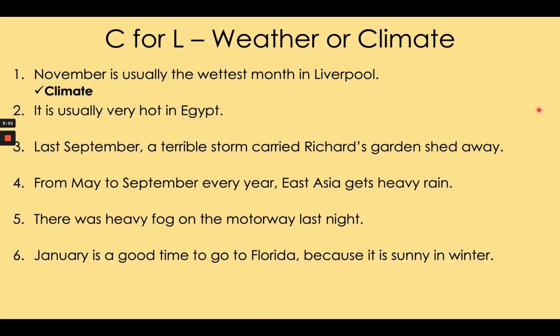So number 1, you should have said climate because it's usually the wettest. That's the average condition in Liverpool. 2, climate. 3, weather. It's a one-off event. One-off events like storms are an example of weather. 4, climate, every year. 5, weather, one-off event. 6, sunny in winter, climate. Give yourselves a mark out of 6. Hopefully you got 6 out of 6. Fantastic.